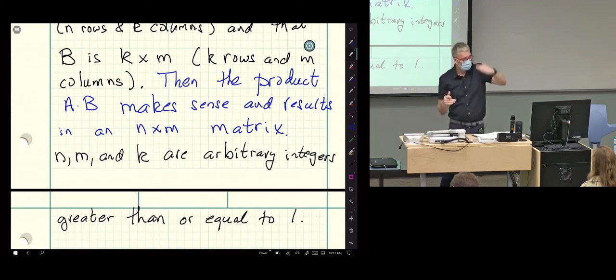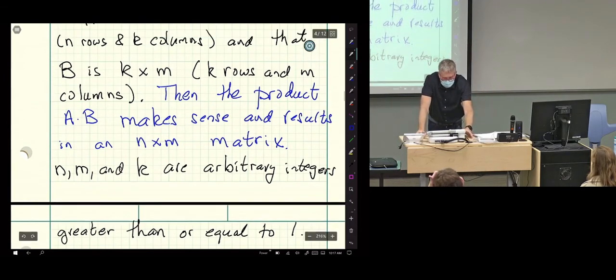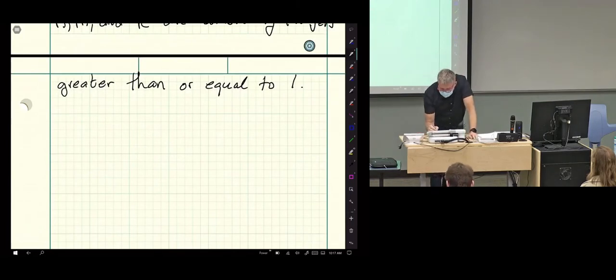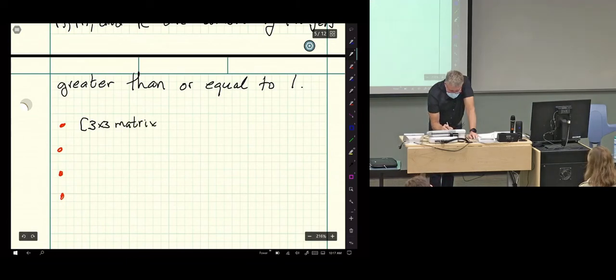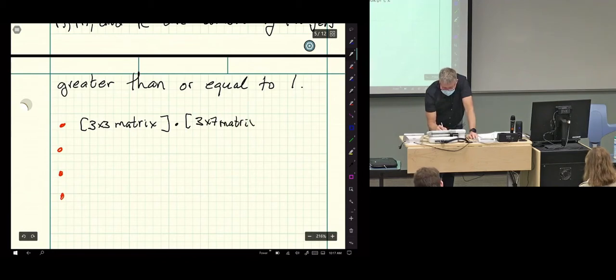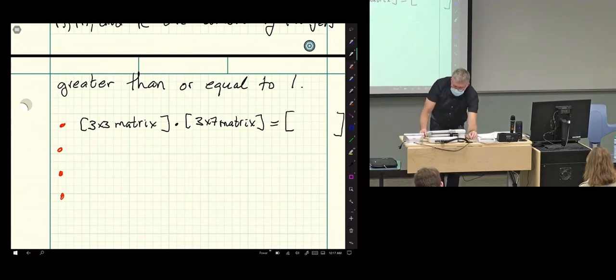And that's just like when we had the rows and the columns, we needed the length of the row vector and the length of the column vector to be the same. So this is a very similar thing. So let's just do a few examples. Okay, suppose we have a 3 by 3 matrix, and we multiply it by a 3 by 7 matrix. What should that equal?